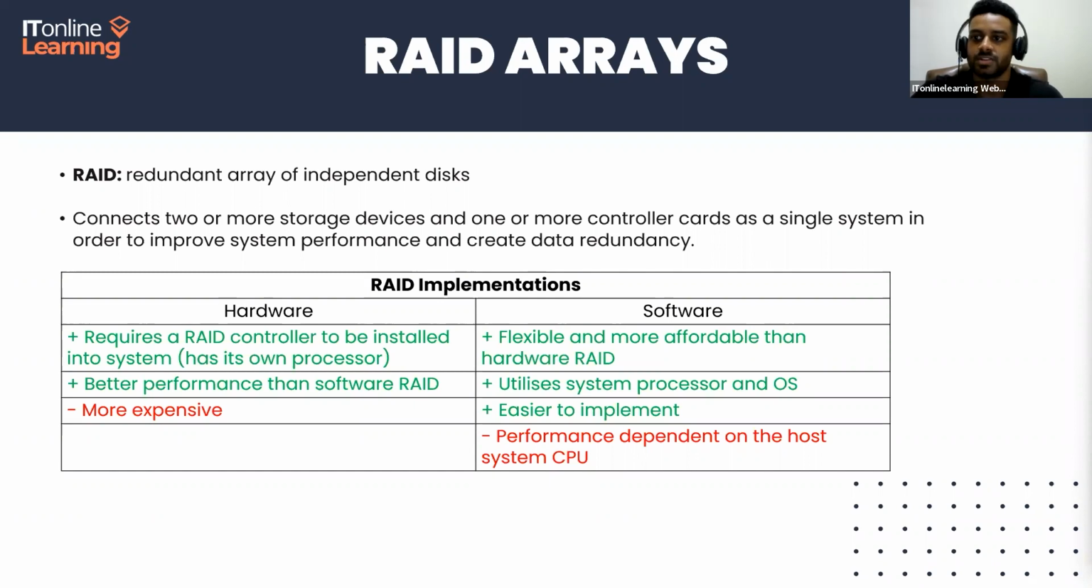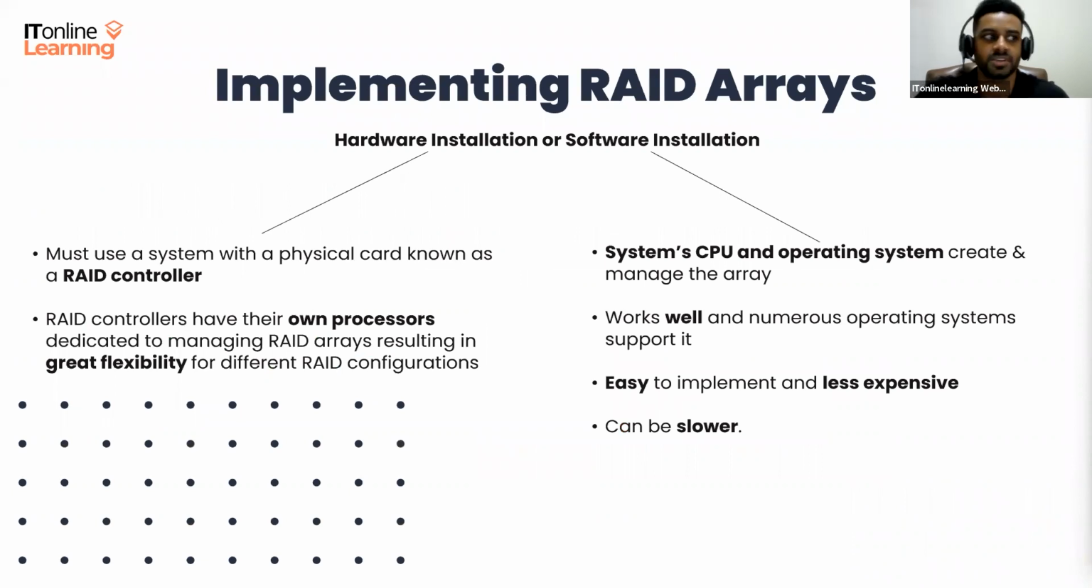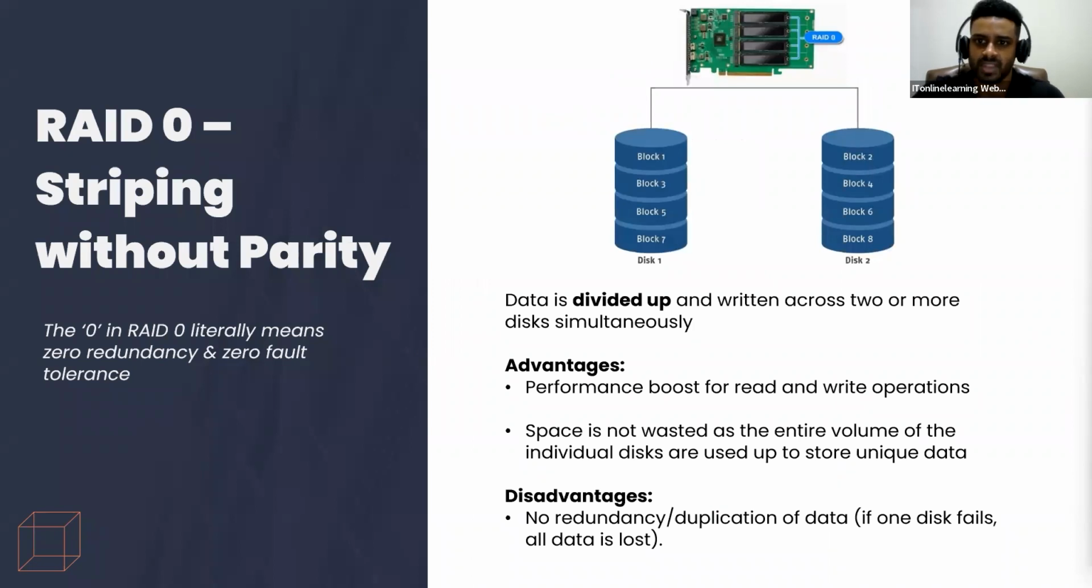So let's move on to the different RAID levels. We'll begin by discussing RAID 0, the striping, like I've just said. When you implement striping, the data is divided up and written across 2 or more disks simultaneously. This gives you blazing fast read-write performance. The drives don't have to be the same size, but the storage space added to the array by each disk is limited to the size of the smallest drive.